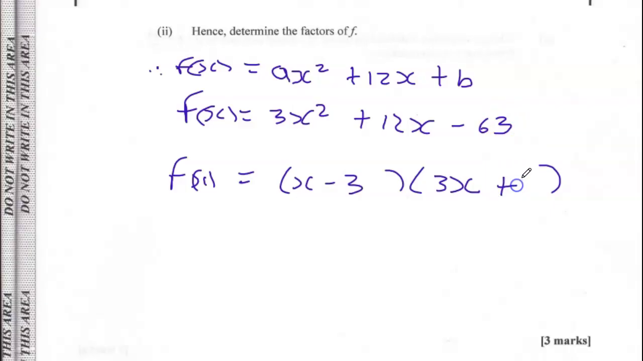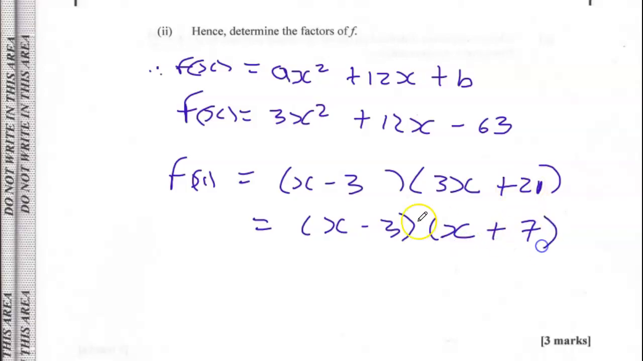And you can always check by expanding the bracket. You should get 3x squared plus 12x minus 63 if the bracket is expanded, right? The 3x plus 21, notice we can factorize further and extract positive 3 there. So we're left with x plus 7, which means the other factors would be x plus 7 and 3, right?